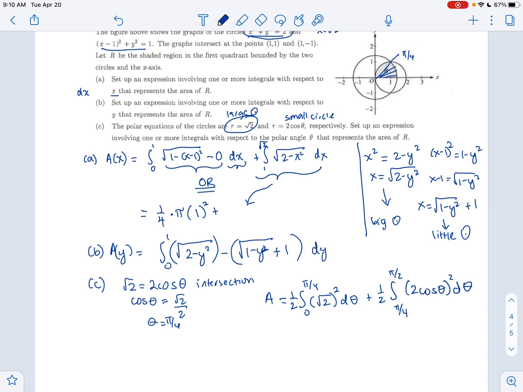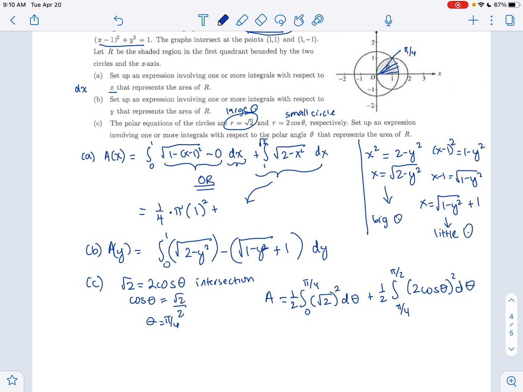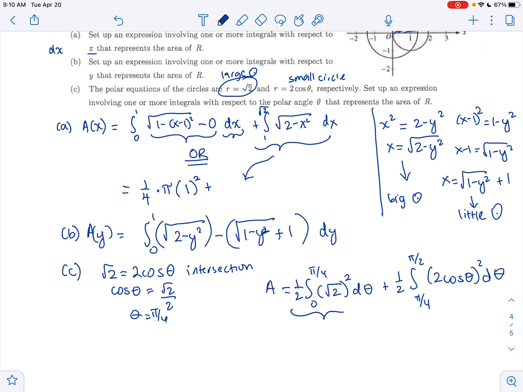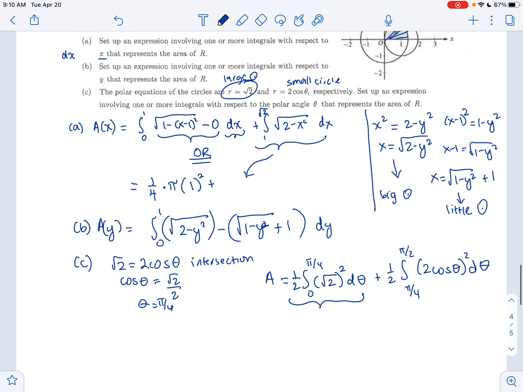You can also think of finding the area of this region. If you want to, you guys can simplify that further. But in this case, it just asked us to set up an expression that involves integrals with respect to the polar angle theta.